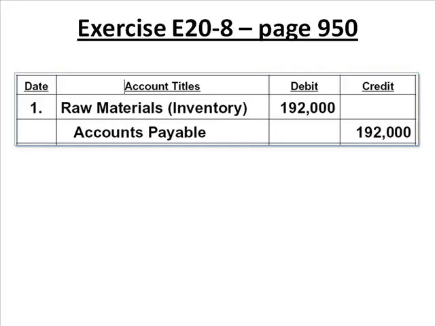Sam, you got that look on your face. Materials purchased on account. Sam, would it be debit to raw materials inventory? Good. And credit to accounts payable. Debit raw materials and credit accounts payable for $192,000. Way to go, Sam.